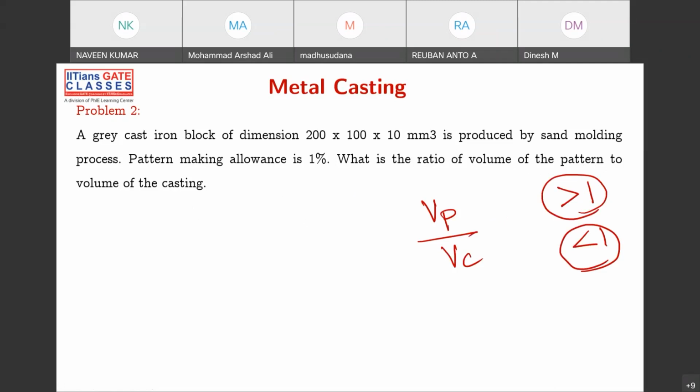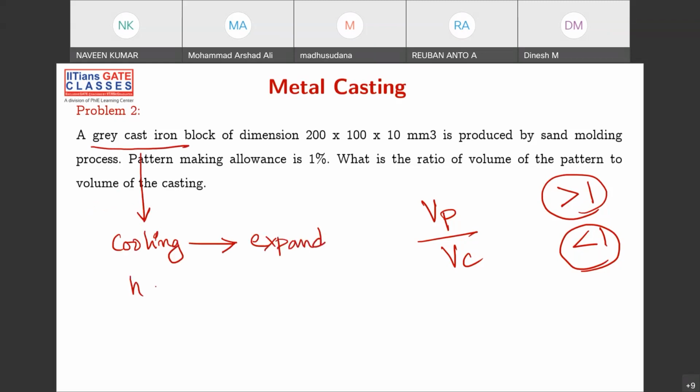Okay, Mohammed is saying less than 1. Anyone? It's very easy, right? How? We have already seen, it's gray cast iron. What is happening upon cooling? It will expand.